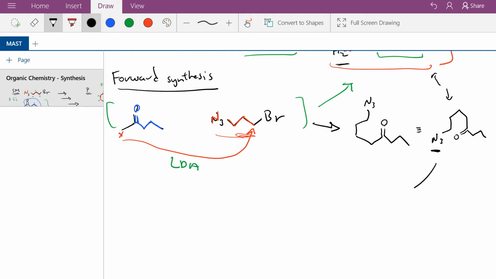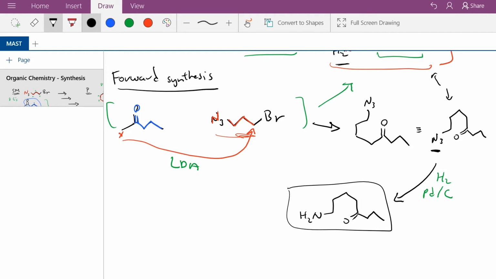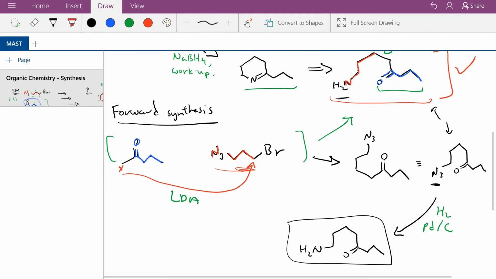So I'll do hydrogen with a palladium catalyst. And that should give me NH2 here. And we see that this is exactly the molecule we want. And essentially, we've completed our synthesis.